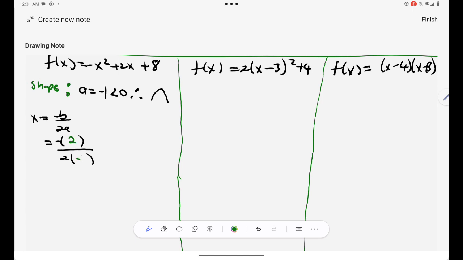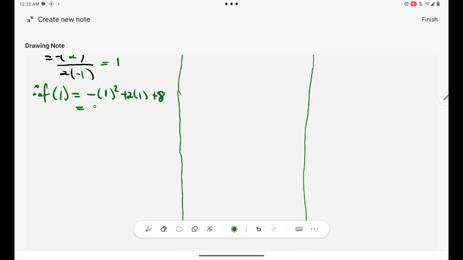It's 2 over 2 minus 1, so I'll get 1 as my x value. The corresponding y value, I'll just substitute whenever I see x. Are you together? So whenever I see x, I'll just put 1. I'll have negative 1 squared plus 2 plus 8, this thing is equal to 8 plus 2 is 10 minus 1 is 9. So I know that the coordinates of my turning point are 1 and 9. Are you together?